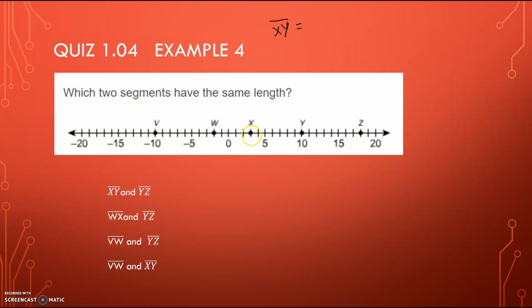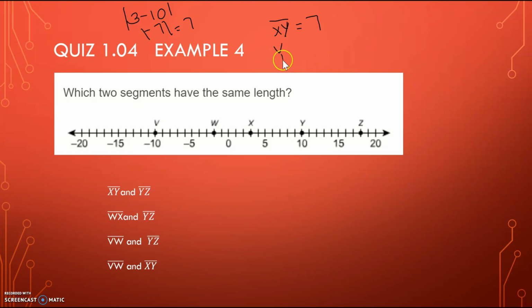equals. So X is at, what does that look like? Hang on. 3. And Y is at 10. Minus 10. Absolute value of 3 minus 10 is negative 7. Absolute value equals 7. So XY equals 7. Then what other ones do we have?